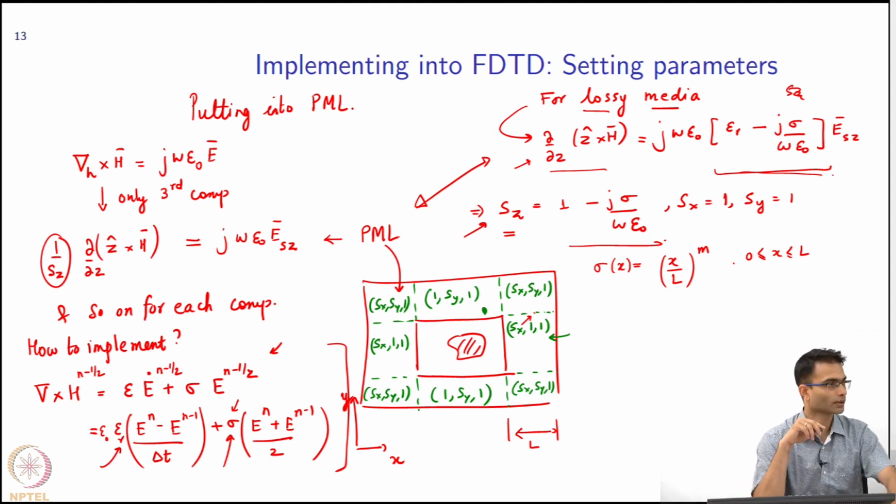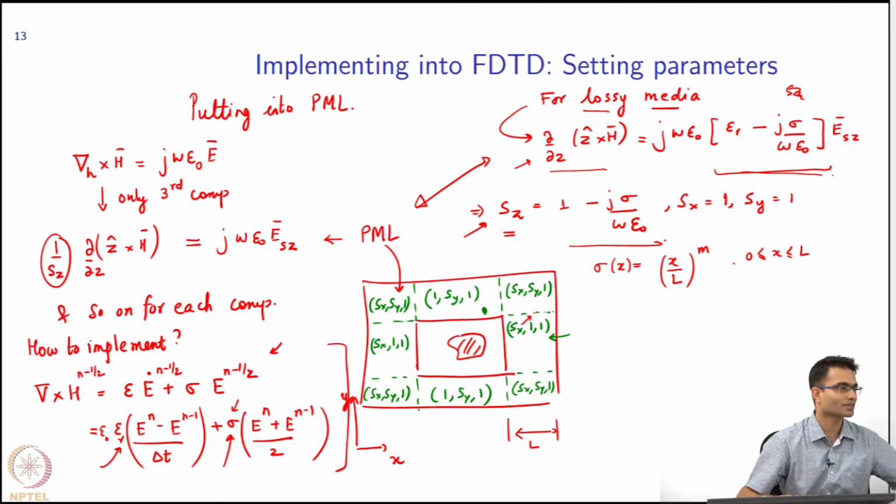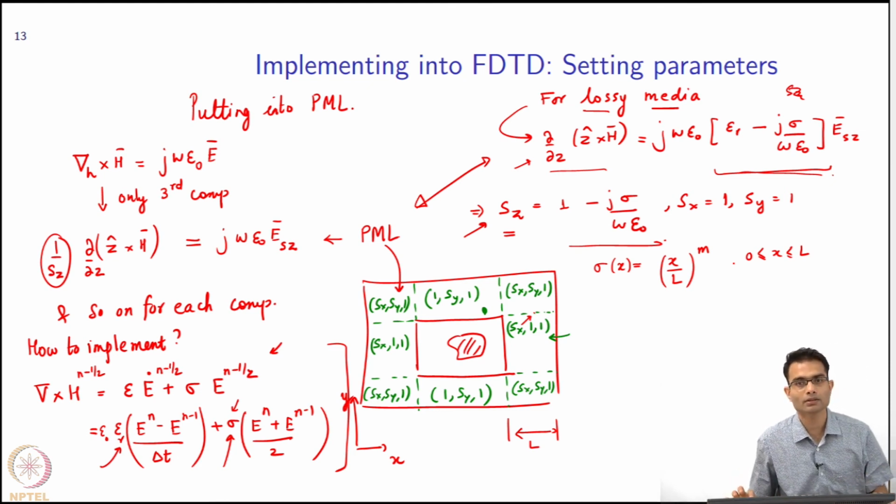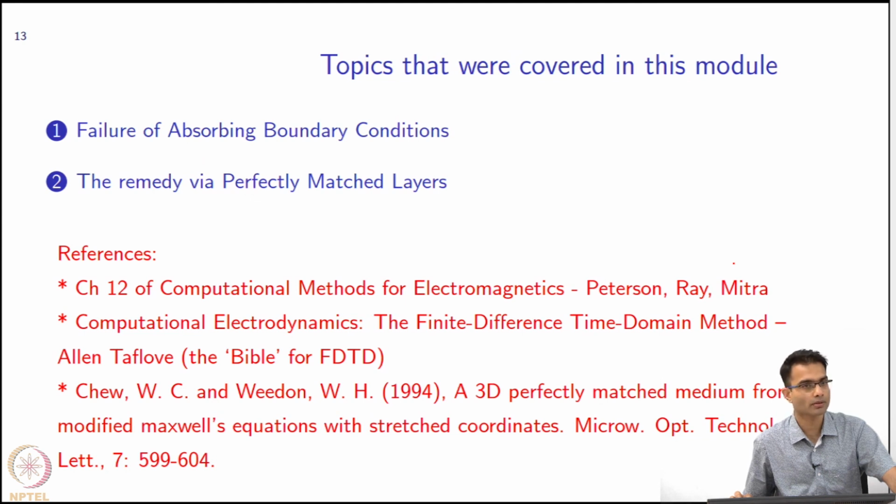In terms of implementation, it is a kind of a lossy Sz, yeah, that is it. But I have to rewrite my Maxwell's update equations to get the Sx, Sy, Sz parameters inside. That is all you have to do, and then set the correct values. And this can be done and is done in FEM also. Okay, so that brings us to an end of the discussion on PML.